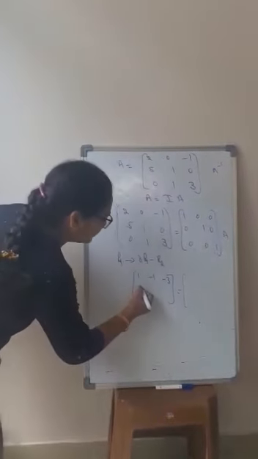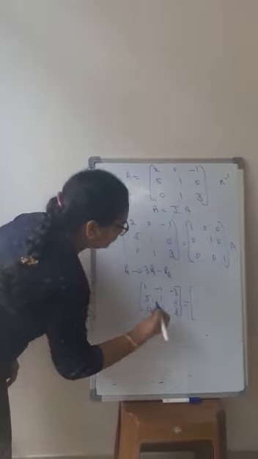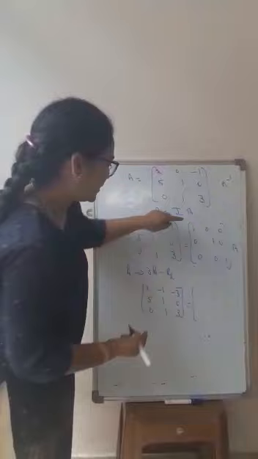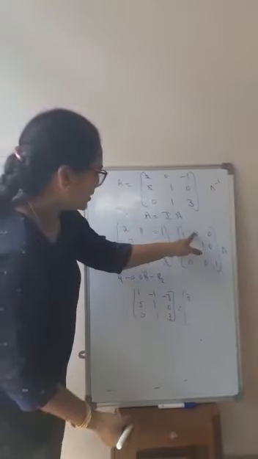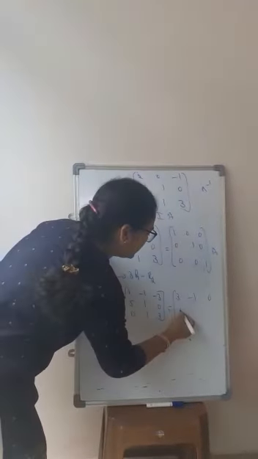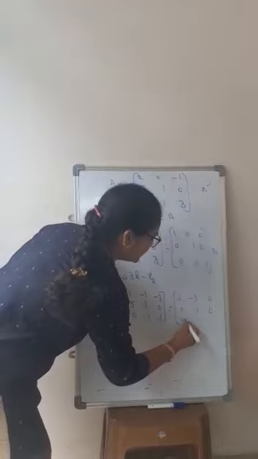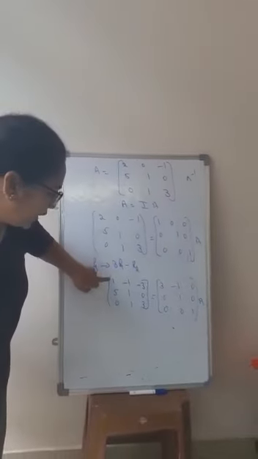And the second and third rows remain the same. 5, 1, 0, 0, 1, 3. And on the right side this is 3R1 minus R2. 3 into 1 minus 0 is 3. 0 minus 1 is minus 1. This is 0. 0, 1, 0, 0, 0, 1 into A. Okay. Now we got 1 here.